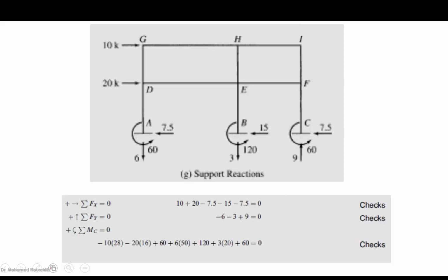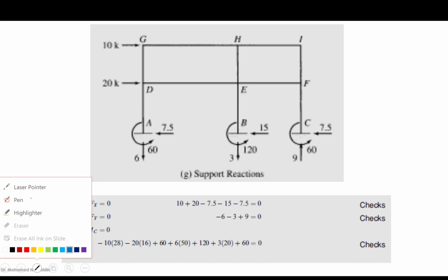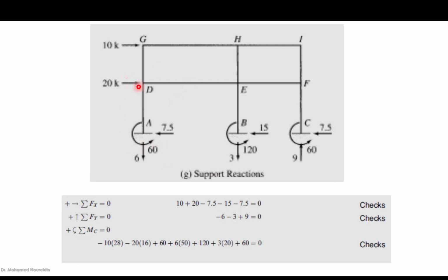Okay, now we are going to check, let's use the laser pointer. Now we are going to check here the whole structure. We have 10K here, 20K here, 10K here, and we have the shears that we have obtained, 7.5, 15, and 7.5. We have the axial forces here, 6, here 3, here is 9. The moments at the bottom of the column are 60, 120, 60.